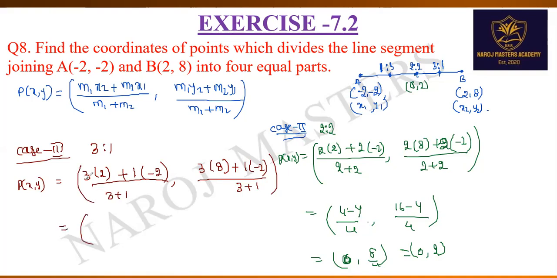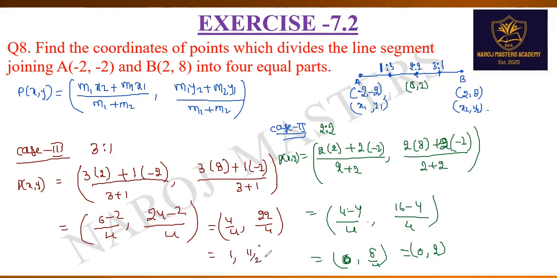So this is 6 minus 2 by 4 comma 24 minus 2 by 4, that equal to 6 minus 2, 4 by 4 comma 22 by 4, is equal to 1, and this is 11 by 2. So these are the 3 cases and these are the 3 coordinate points of this question.